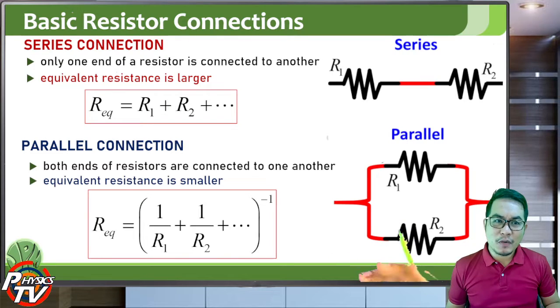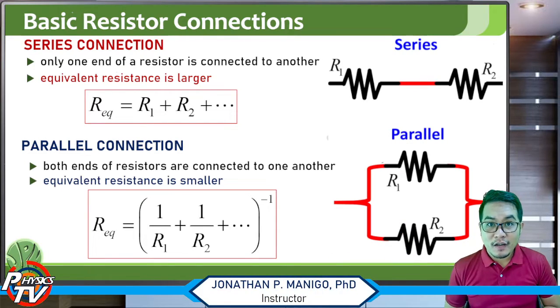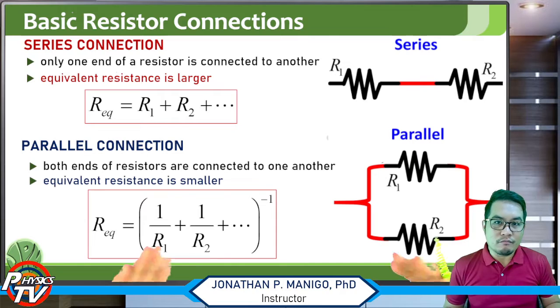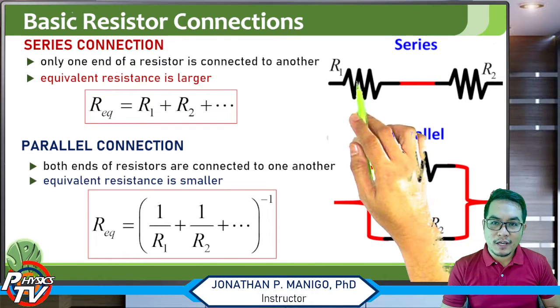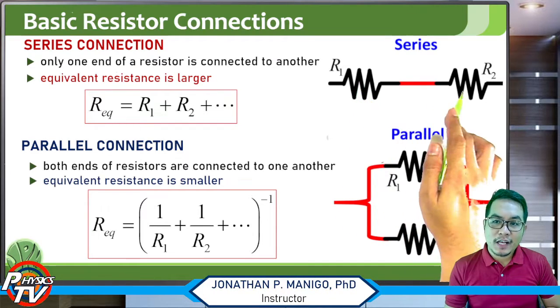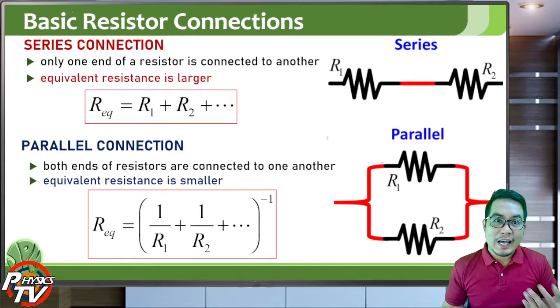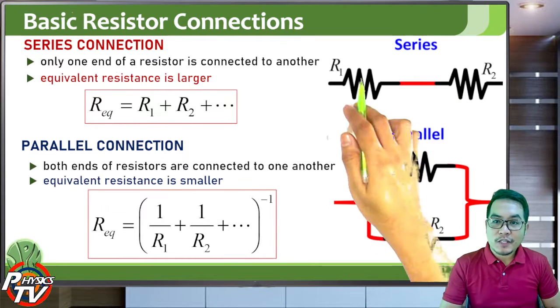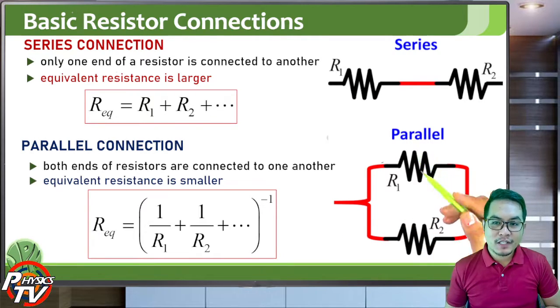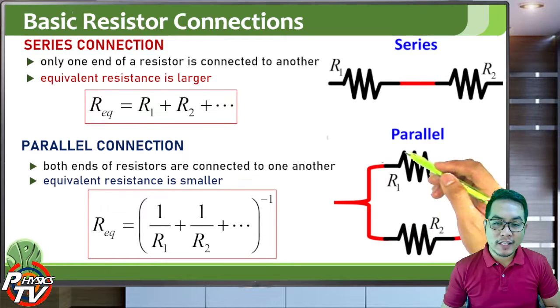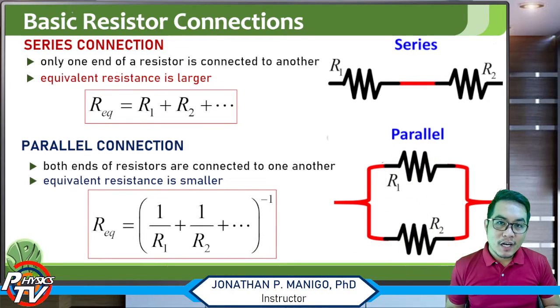Maybe you want to create a larger or smaller resistance, but you only have limited resistors. So suppose you only have a 1 ohm resistor and another 1 ohm resistor, but you want a 2 ohm resistor, so you just connect them in series. And say you want a 1/2 ohm resistor, and you only have a 1 ohm resistor and another 1 ohm resistor, so you connect them in parallel so that the equivalent resistance is now 1/2 ohms.